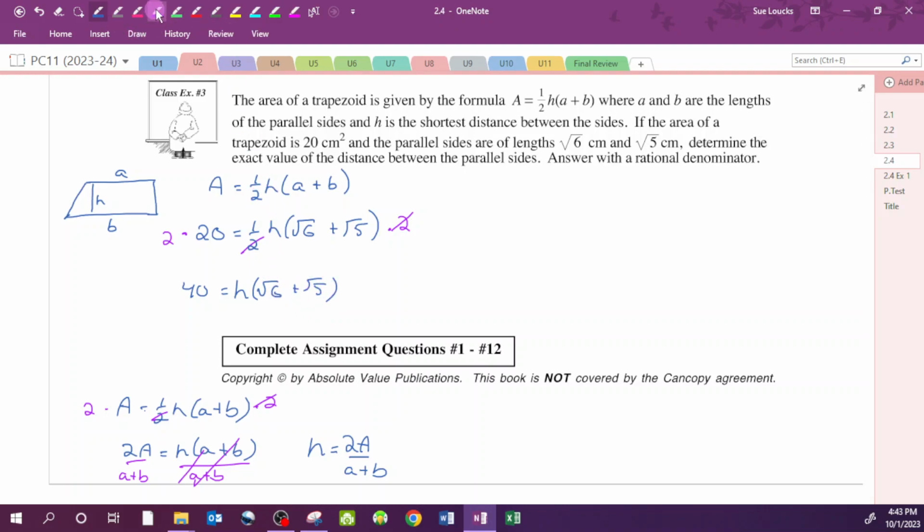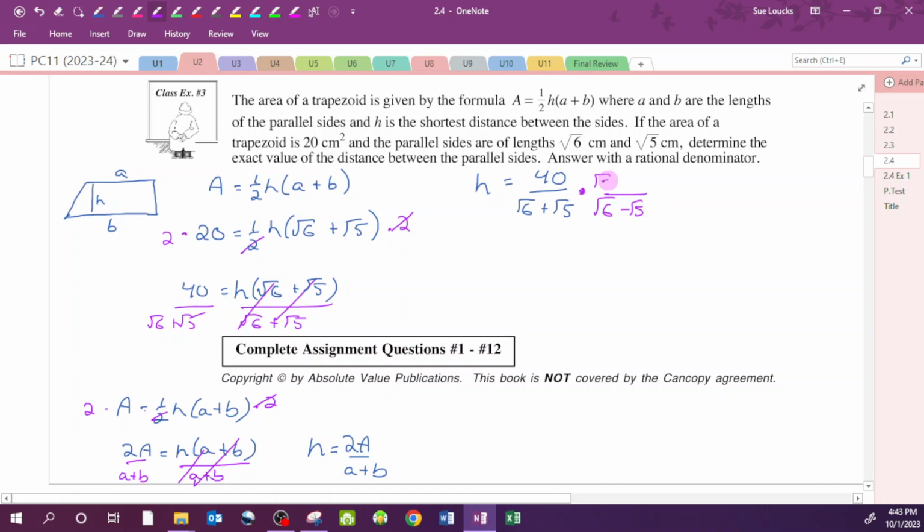And then I need to divide both sides by root 6 plus root 5. Divide that side by root 6 plus root 5, and those cancel out. And what I have now is h equals 40 over root 6 plus root 5. And I need to rationalize that denominator, so I'm going to multiply this by root 6 minus root 5 and root 6 minus root 5 in the numerator.